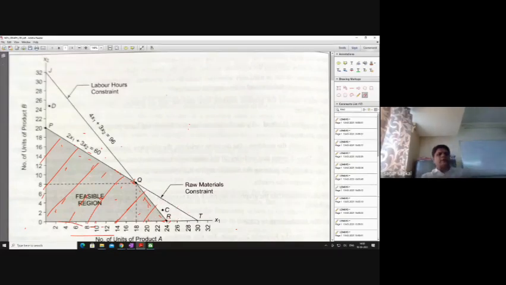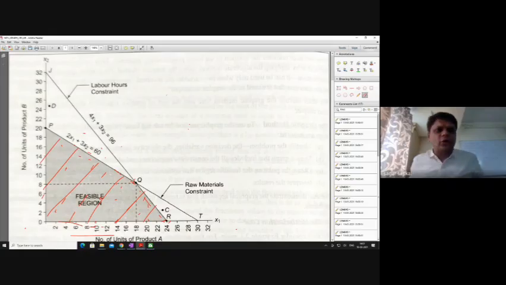Okay, so whatever shaded area is there, this is the feasible region, bounded by OPQR. Is it okay? Yes, sir.